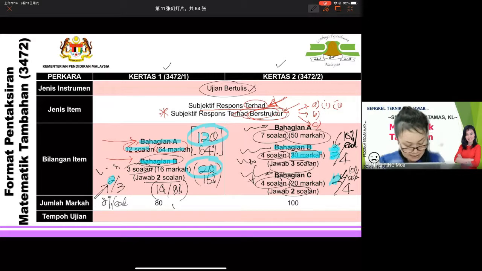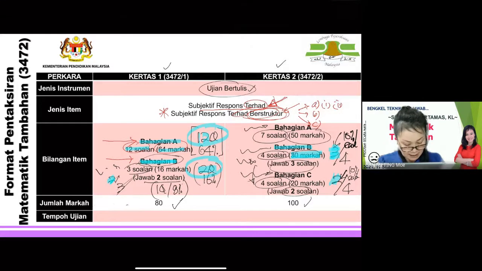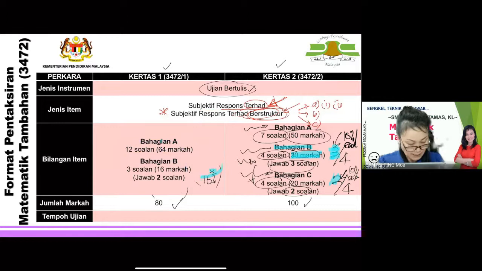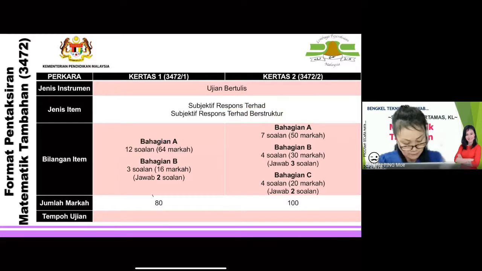Okay, so marks are given 80 and 100 marks. Paper 1 is 80 marks and paper 2 is 100 marks. So bear in mind all the marks given here, and especially the compulsory answer question is very important for you. Okay, then after that, we continue to the other one.